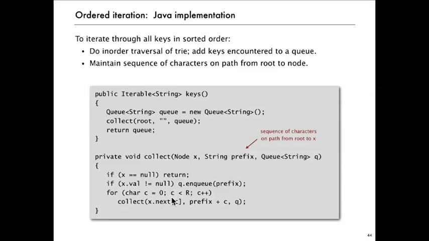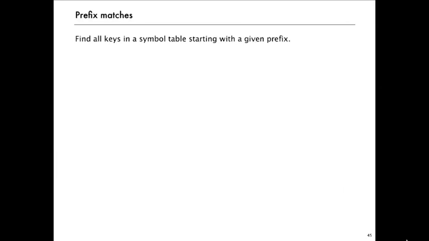So for every character, we just move down the trie for that character, add the character to the prefix, and also pass the queue along. If we get a non-null value, we put what we have on the queue. When we get null, we return. So a very simple implementation of ordered iteration, recursive. So that's the implementation of the keys method.